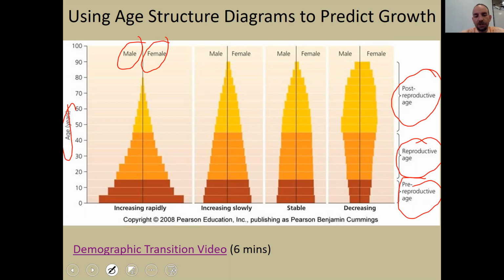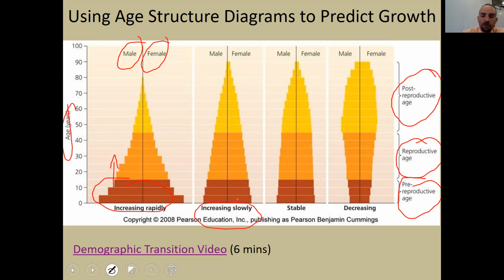Now, if a population is increasing very rapidly, that means that they're having a lot of children. Simultaneously, they're getting better medicine, they're getting better food sources, their economy is going well. So for a population that's increasing rapidly, everyone that's in their pre-reproductive ages is going to survive and make it into their reproductive ages, okay? So if it's a broad-shaped triangle with a wide base, that tells you that it's going to be increasing rapidly, if not now, very, very soon.